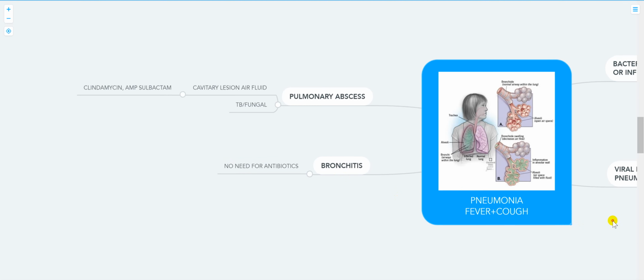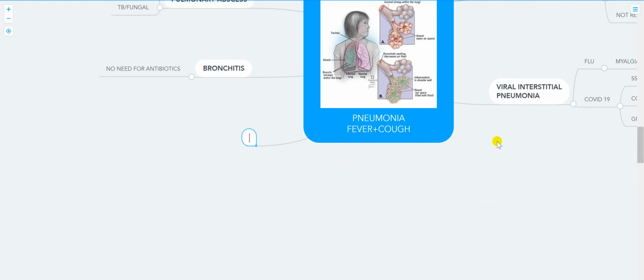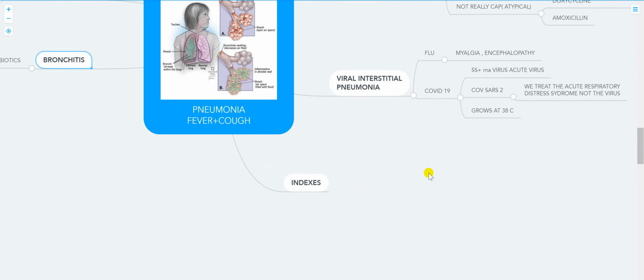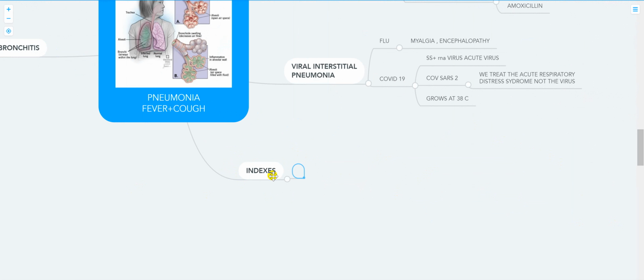Okay, so there are indexes that you can use for pneumonia. In the emergency department, they usually use CURB-65, which is C for confusion, U for uremia, BUN more than 12, R for respiratory rate more than 30, B for blood pressure less than 90, and 65 for age 65.